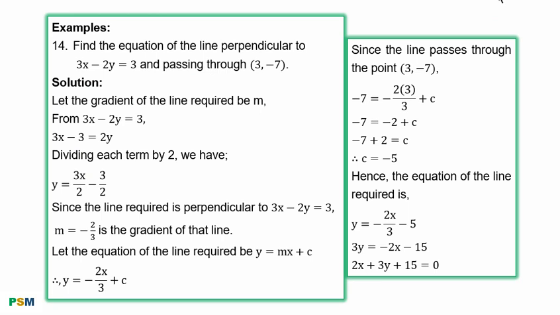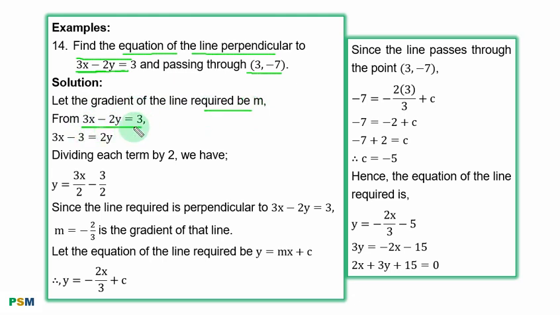Example number 14. Find the equation of the line perpendicular to 3x minus 2y equal to 3 and passing through this point. Solution. For the given line, we need to find its gradient to enable us find the gradient of the line which is perpendicular to the given line. So let the gradient of the line required be m2.